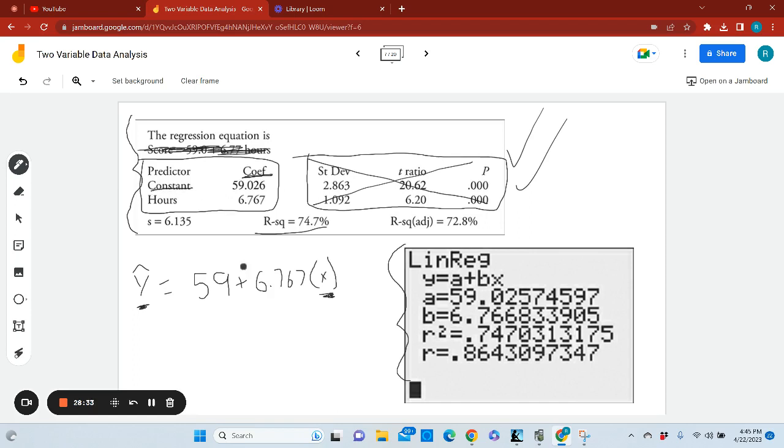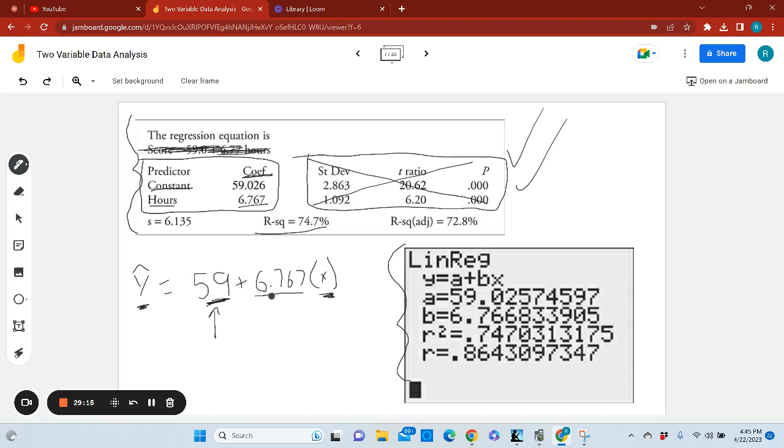The constant is just your y-intercept out here. And then the coefficient that they give you for the variable is going to be the slope of the linear regression line. And you need to know how to interpret these numbers as well, right? So if I wanted you to interpret the y-intercept, you would say something like, somebody who didn't study at all would be expected to get a score of 59 on the exam, right? Because if I spent 0 hours studying, if I substituted in a 0 here, 0 times 6.767 is still 0. So the predicted score of somebody who didn't study for any hours would be a 59.